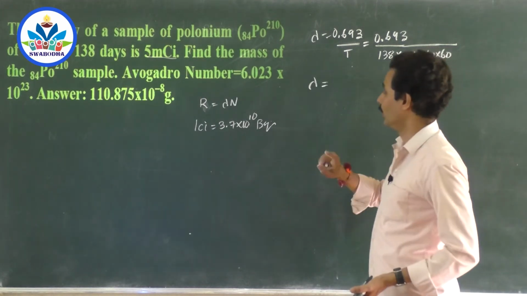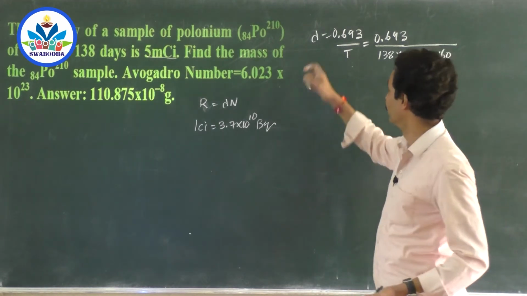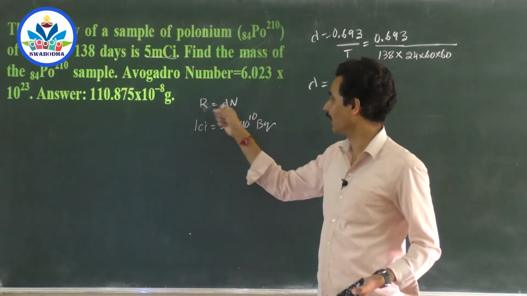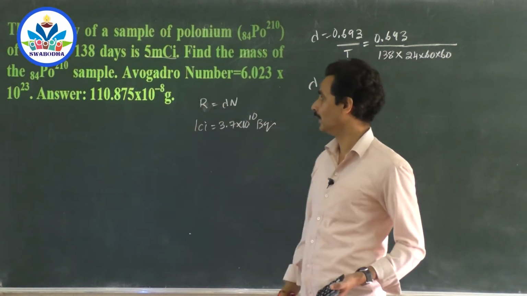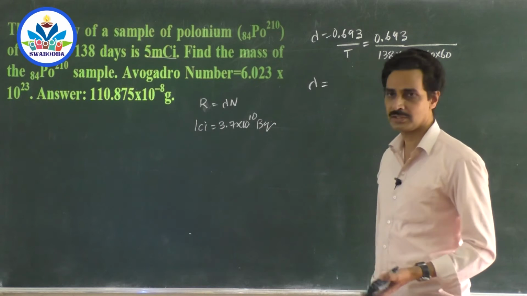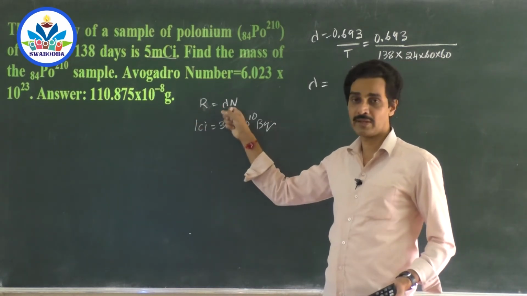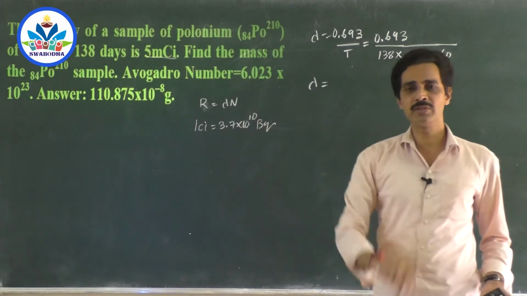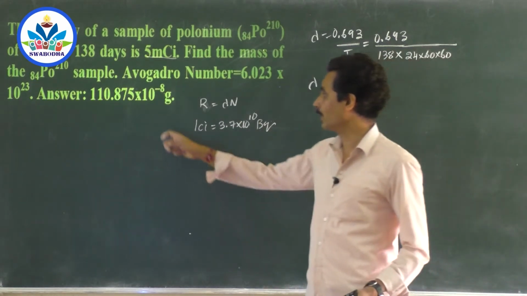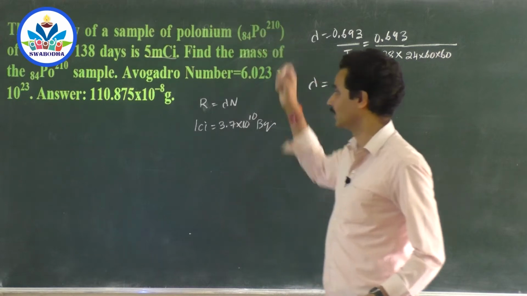So we got lambda. Hope you have got the idea of solving the problem. From lambda you can use activity is equal to lambda N, because activity is given. Only the thing is activity has to be converted into SI system, and then once you know the activity, you will get the number of atoms in the sample. From the number of atoms you have to calculate mass, because Avogadro number of atoms weigh this much mass, 210 gram.